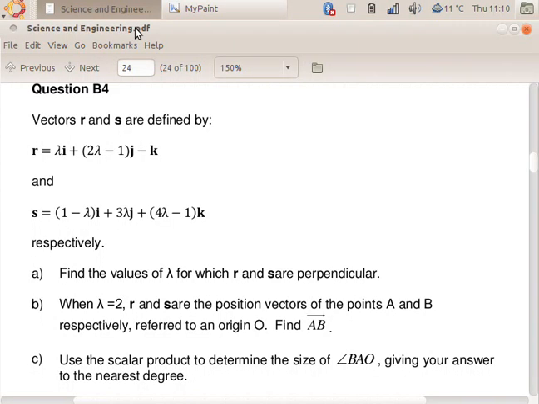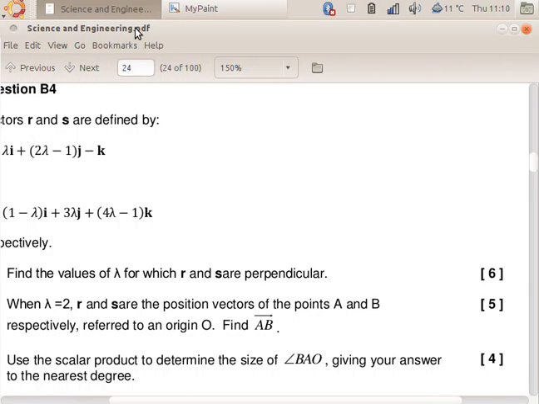Okay. So please note, this question here, the vector question, I think is quite good actually because there's 3 parts to it, 6, 5 and 4 marks.